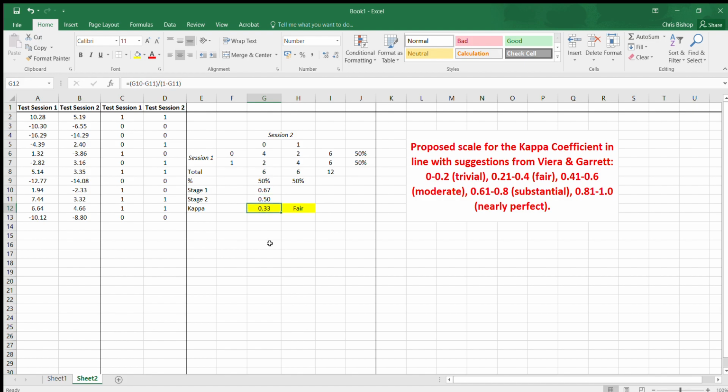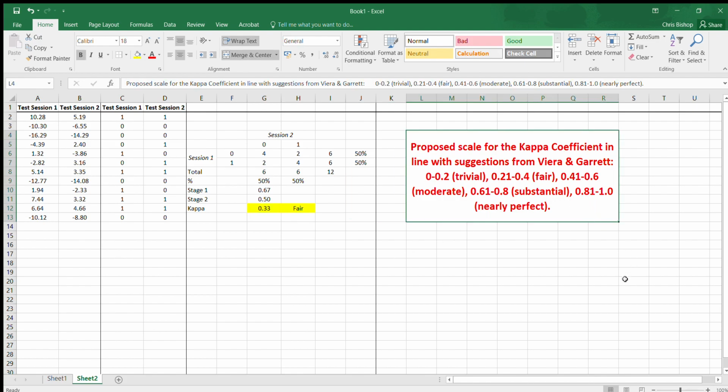And then our final stage, our third stage, if you like, to get our Kappa coefficient is as follows. We take 0.67 and we subtract 0.50, and then we divide that by 1 minus stage 2 on 0.50, and you can see the equation just up at the top there. G10 minus G11 divided by 1 minus G11. And when we put that through, we get a Kappa coefficient of 0.33. And here's our suggested scale on the right-hand side, where that falls into the fair bracket.